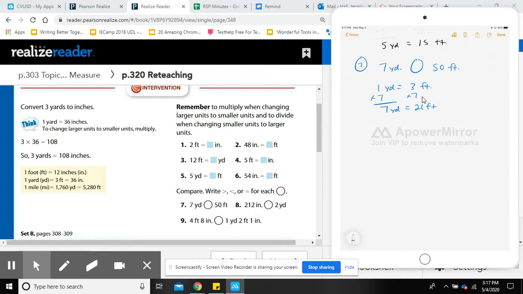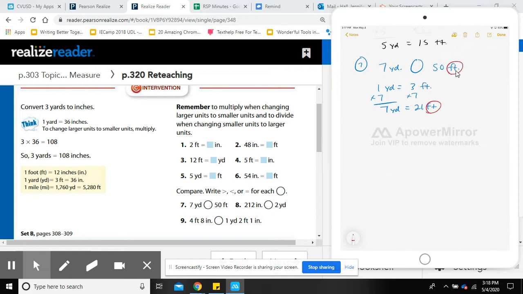Okay, so now what I can do is I can write this into here because I cannot compare a yard to a foot, right? Yards to feet don't compare. I have to have the same unit. So I'm going to take this unit of feet, and I'm going to compare that.